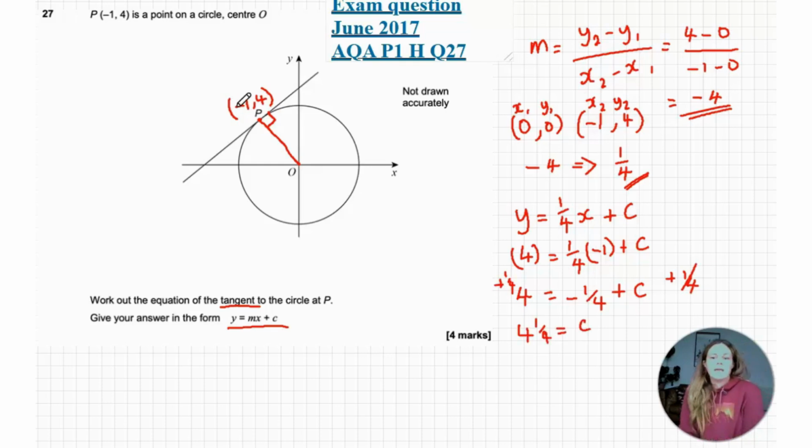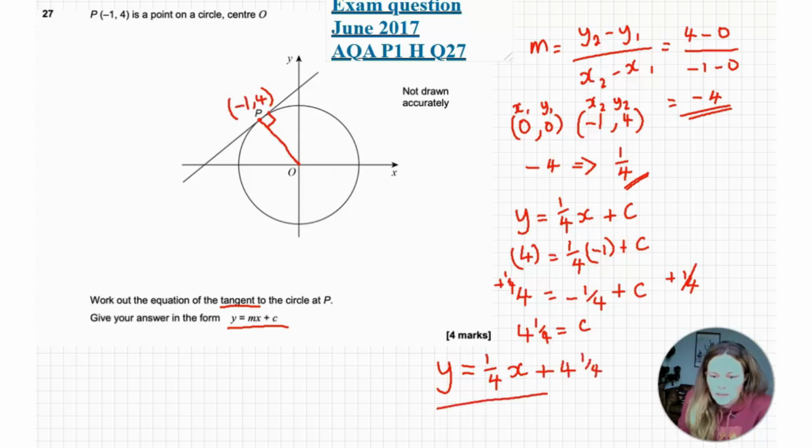So putting all that together, we now have our full equation, so we can write that out in our full format. y equals 1/4 x plus 4 and 1/4. Final answer.